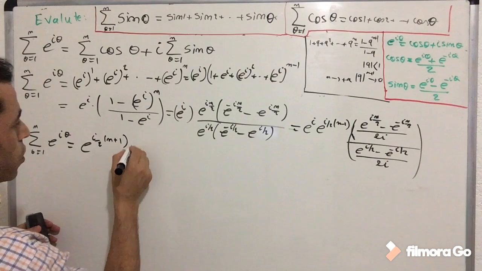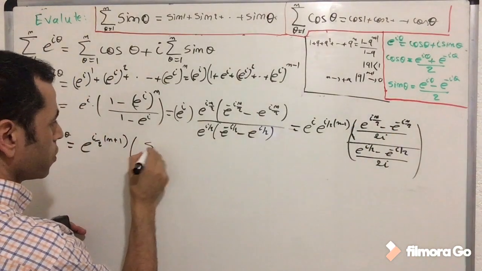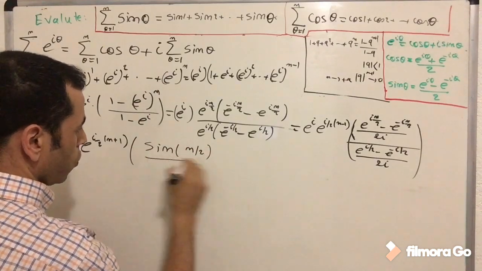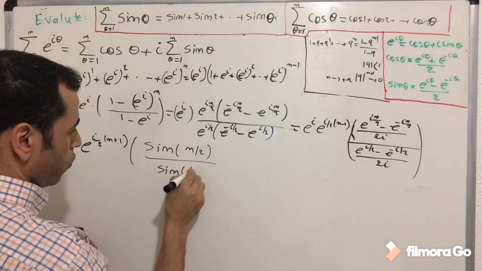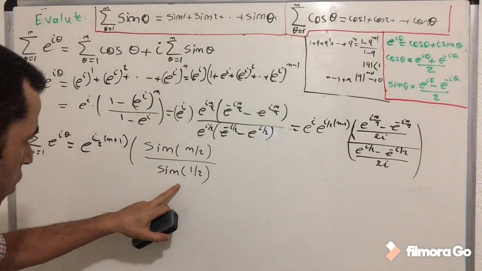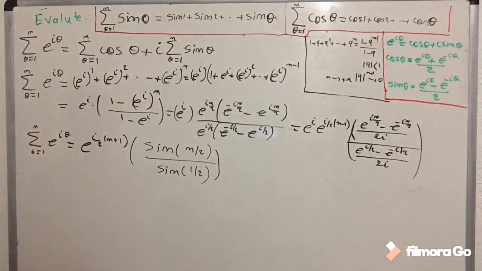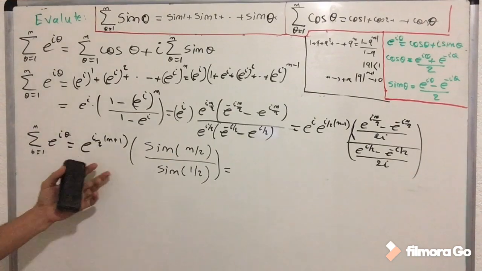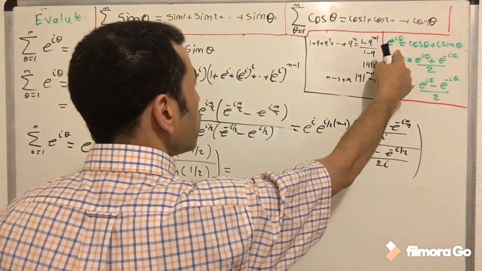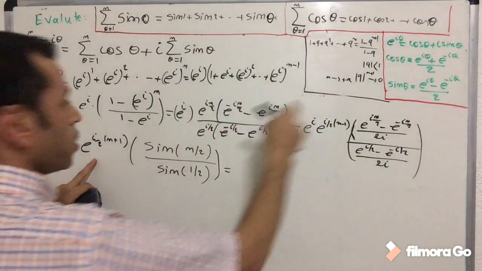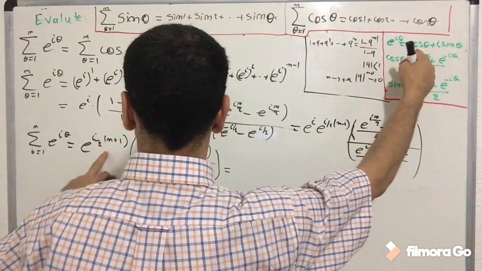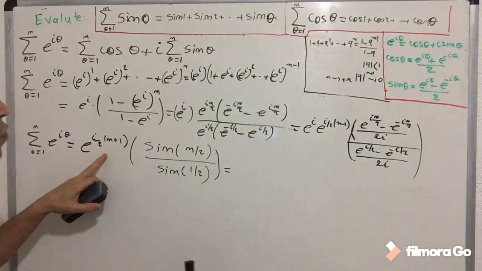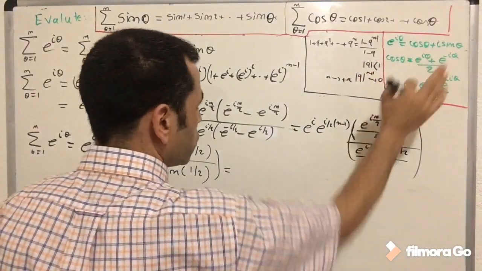Okay, this one is a sine of n over 2 over sine of 1 over 2. This is n over 2, and the bottom one is sine 1 over 2. Okay, now I want you to follow with me here. So what is this? This is this one, exactly. Okay, let's put it as you see it. Exponential i over 2 (n plus 1) equals cosine (n plus 1) over 2 plus i sine (n plus 1) over 2. Okay, we are just following these equations.